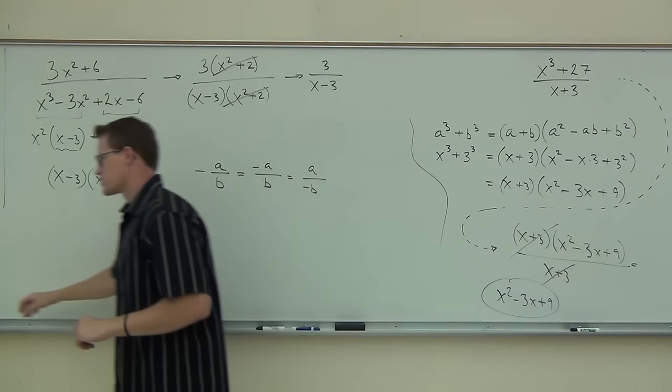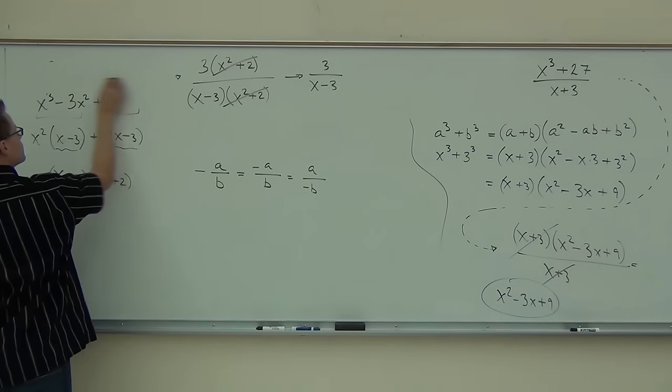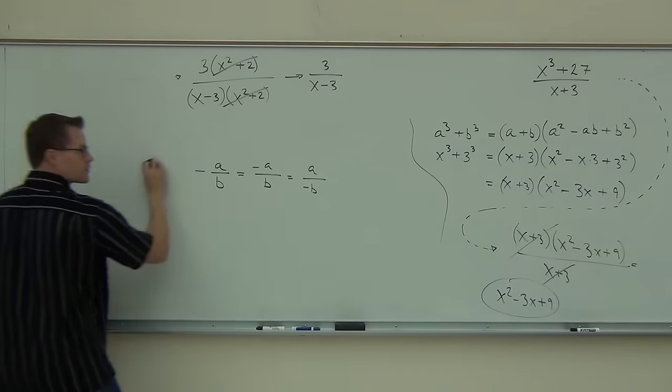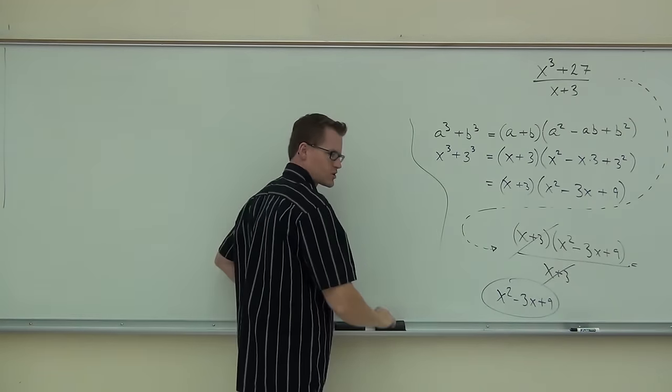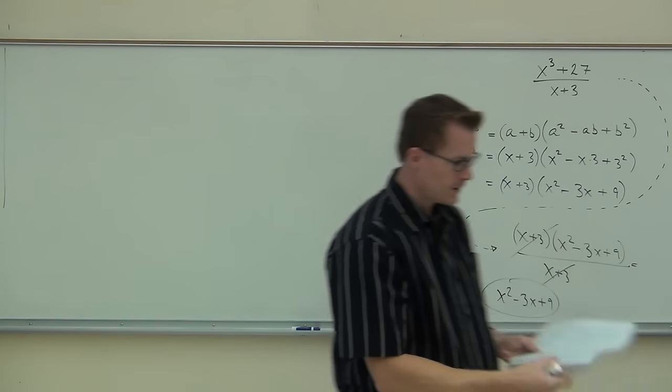So we're going to go on to section 7.2. For the rest of our time, we'll talk about how to multiply and divide rational expressions. That just means fractions of polynomials, just like we've been dealing with.